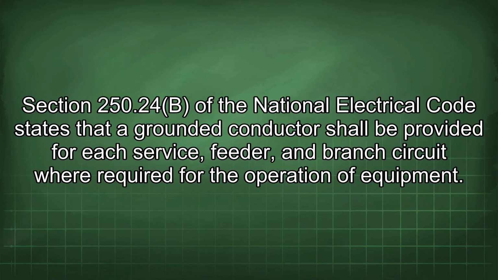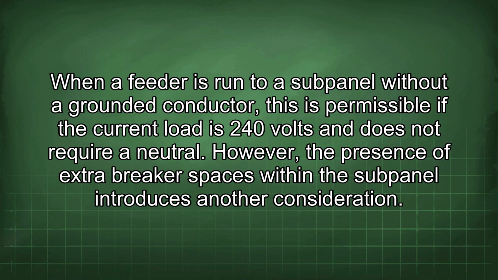Section 250.24(B) of the National Electrical Code states that a grounded conductor shall be provided for each service, feeder, and branch circuit where required for the operation of equipment. When a feeder is run to a subpanel without a grounded conductor, this is permissible if the current load is 240 volts and does not require a neutral.